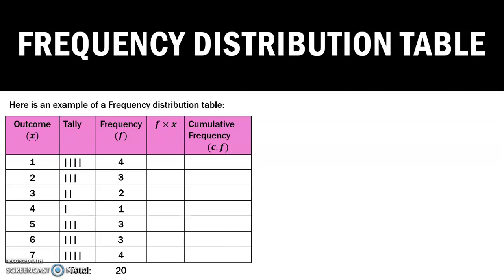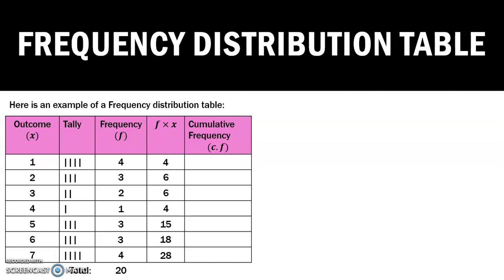For our F times X column, this means our frequency times our outcome, or our score. So for our first one, we go our frequency of 4 times our outcome of 1, which is 4. Then we have a frequency of 3 times our outcome of 2, which is 6. Our frequency of 2 times our outcome of 3, which is 6. Our frequency of 1 times our outcome of 4, which is 4. Our frequency of 3 times our outcome of 5, which is 15. Our frequency of 3 times our outcome of 6, which is 18, and our frequency of 4 times our outcome of 7, which is 28.